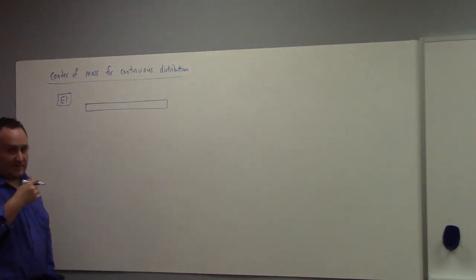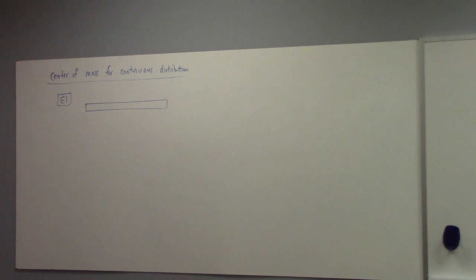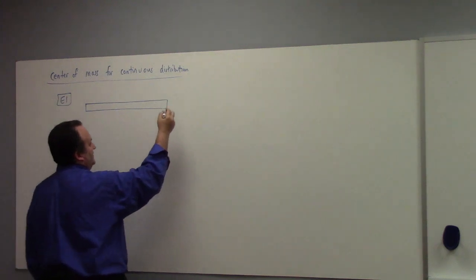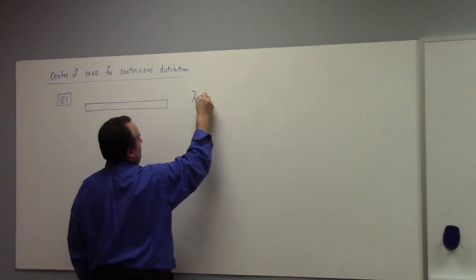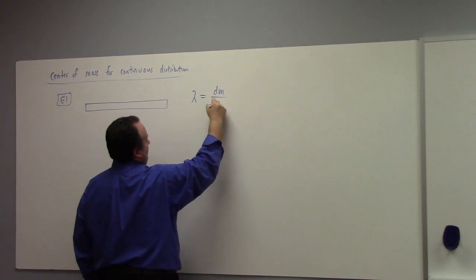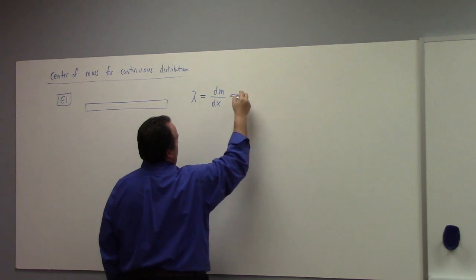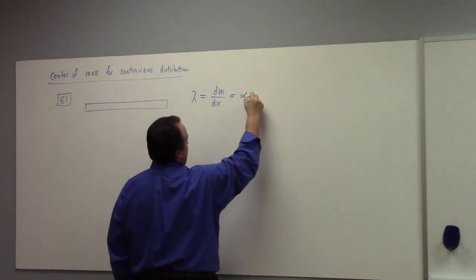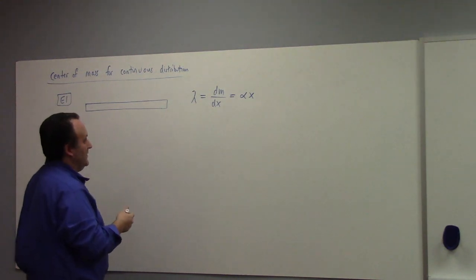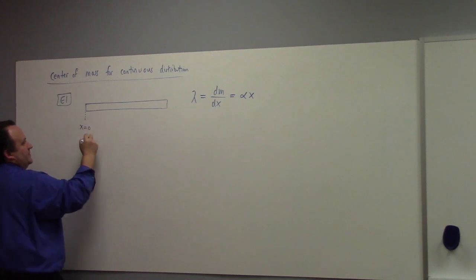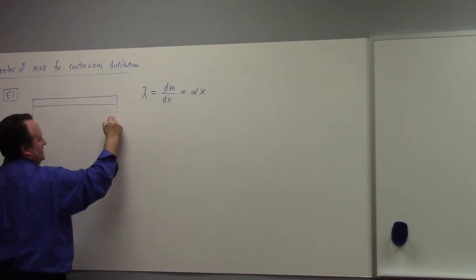It's constructed in such a way that the density, the mass per unit length, varies with position. I'm going to imagine that the density lambda, which is the mass per unit length dm/dx, is equal to some constant alpha times x. And we're going to say that this is x equals 0 here, and over here, x equals L.